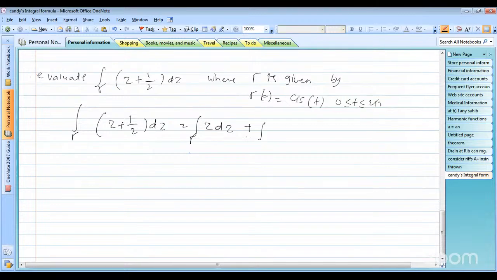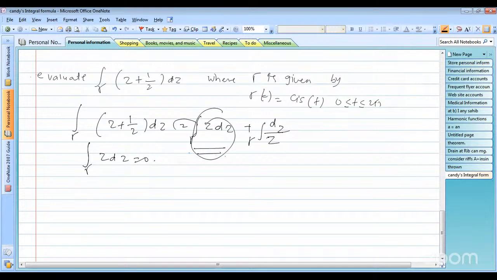plus the integration of 1 by z dz, I am separating z dz and dz by z. Since z is analytic and entire, and gamma is a closed contour, as already told, the integration over gamma of z dz is equal to 0. Also, 0 is the center of gamma.